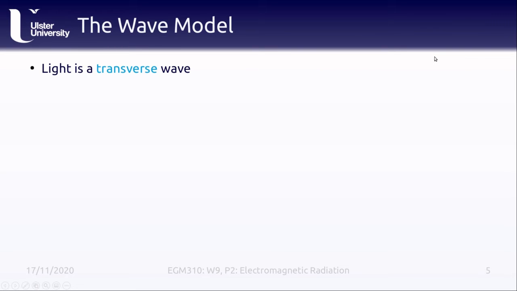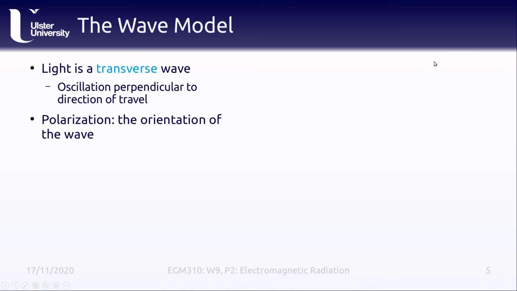Light is a transverse wave. That is, the electric and magnetic components of the wave oscillate perpendicular to the direction of motion. We can therefore define or specify an orientation for this oscillation called the polarization of the wave. By convention, we normally define the polarization using the electric component of the wave.